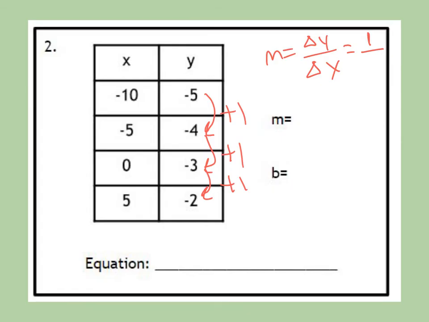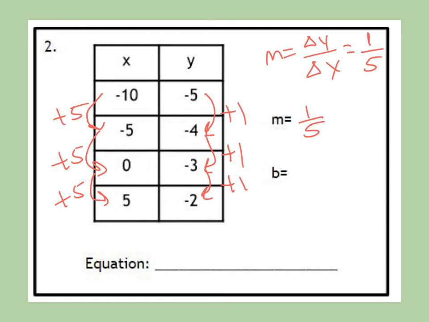Then I'm going to look at my x, my change in x. So from -10 to -5, I'm adding 5. -5 to 0, I'm adding 5. 0 to 5, adding 5. So my change in x is 5. So then my m is going to be 1/5. I don't need to reduce that any further. That's as far reduced as it can be.